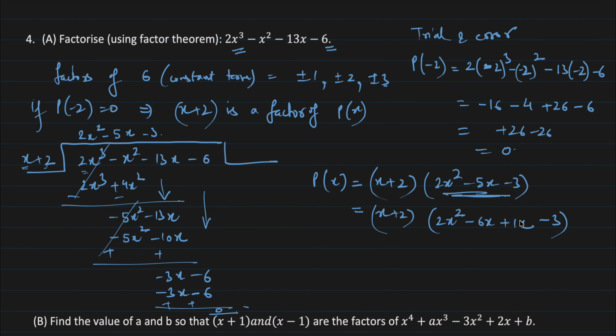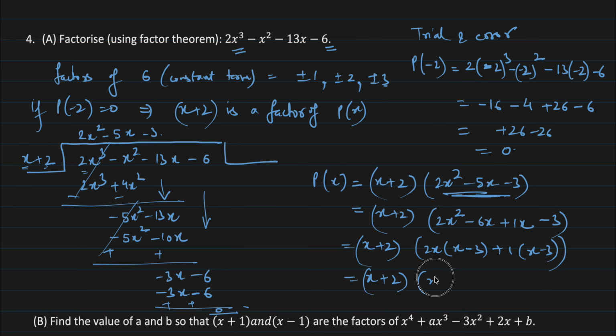So this is done now here. x plus 2. You can take 2x common. So x minus 3, plus 1 common, x minus 3. So what will you get here? x plus 2, x minus 3 and 2x plus 1. So these are the factors. We factorize it. Okay, students?